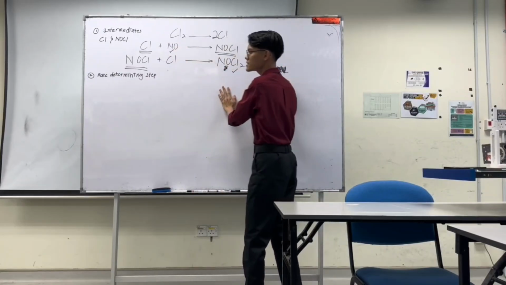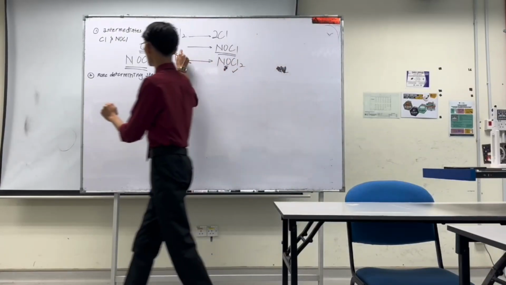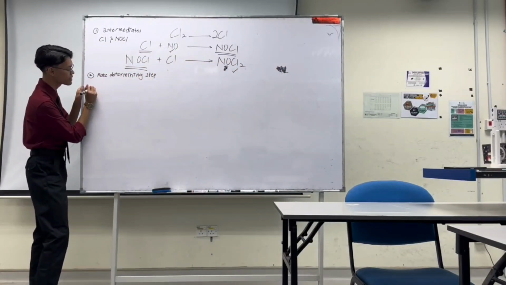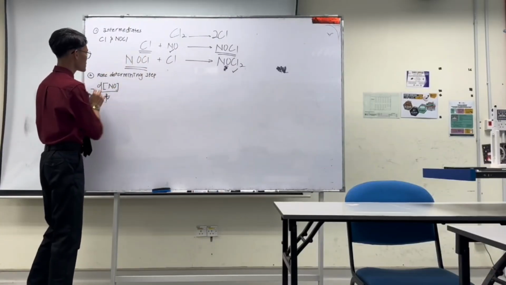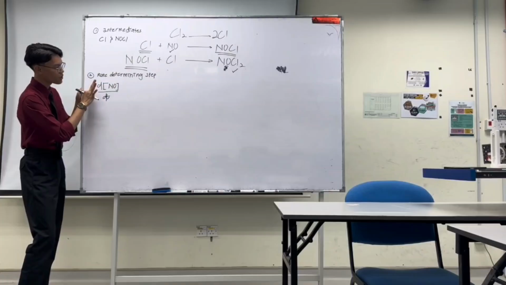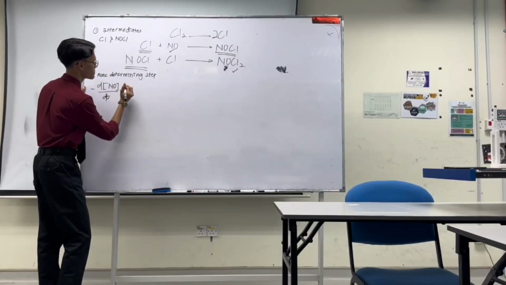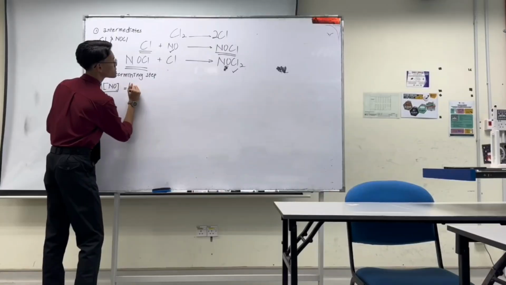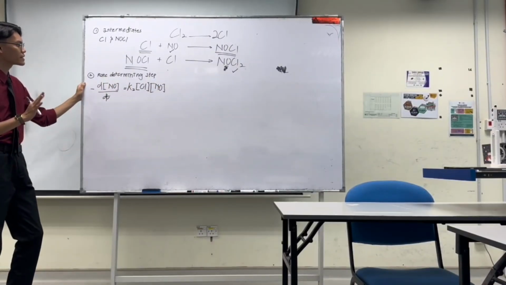So the question asks us to find the order of reaction, right? Okay. From this, we can clarify. Okay, this one is the rate of consumption. So we use this for the rate determining step. Right. So we got the rate determining step.